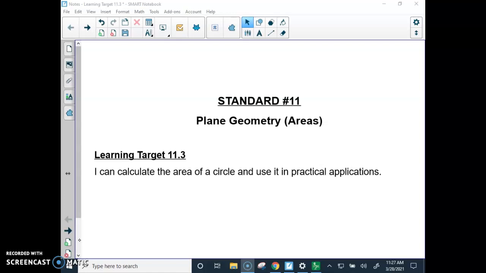All right, today we're going to start the last target of our area part of our plane geometry standard. And what we're going to do is look at how to calculate the area of a circle and how to use it in practical applications.